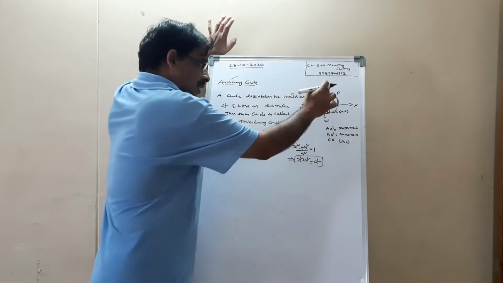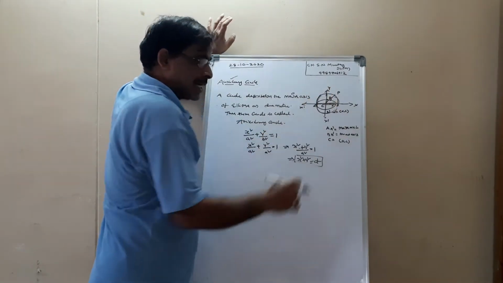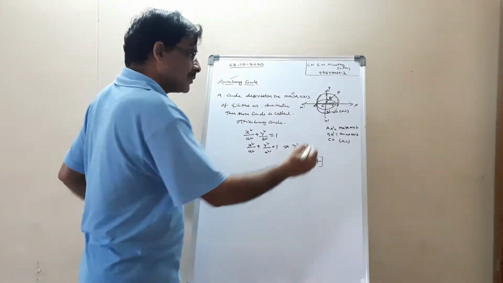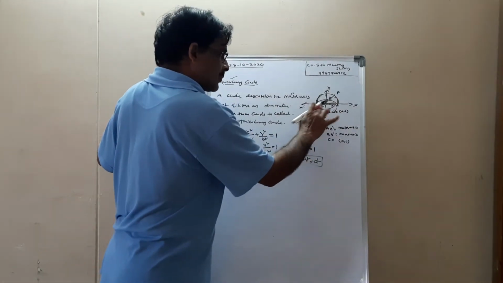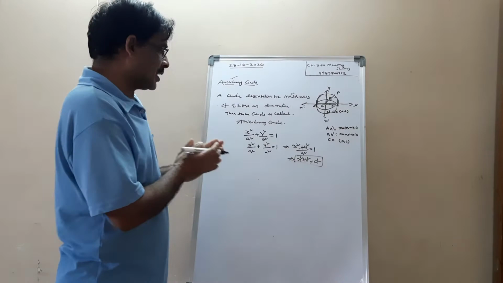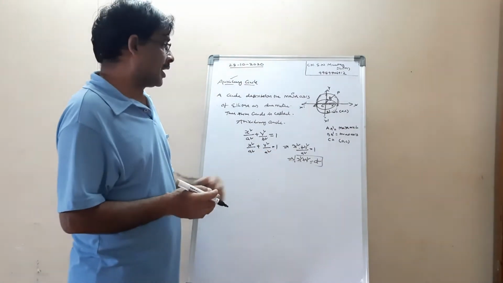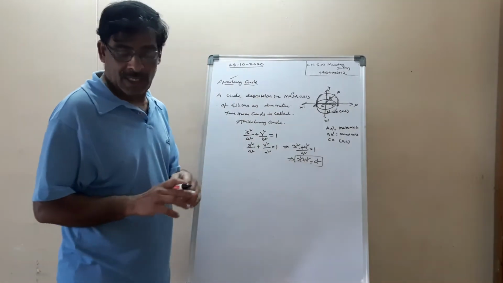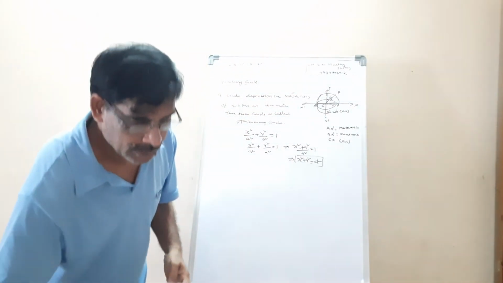See, a circle described on the major axis of an ellipse as a diameter. It means the circle is passing through the points A and A dash. See, this is the equation of the auxiliary circle, and this is the definition of the auxiliary circle. Let me define one more.